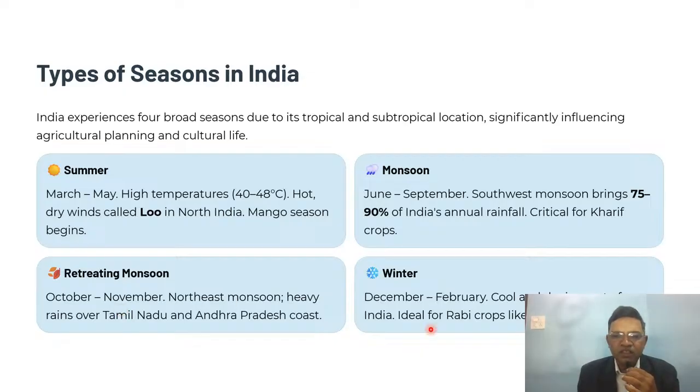Then winter. Everybody knows. When you're writing, use common sense and write the same. That will be helpful. Between December and February, it is a cool and dry winter in most of India. It is ideal for rabi crops like wheat and mustard. These are the types of seasons in India.